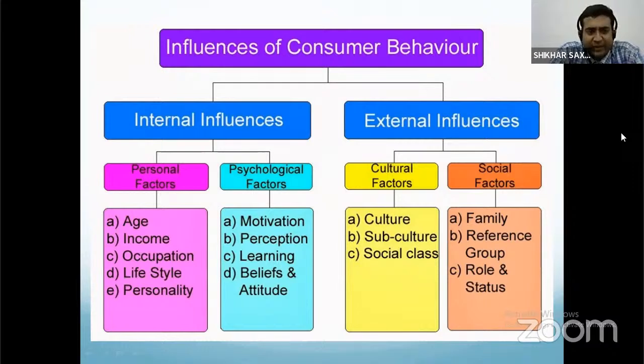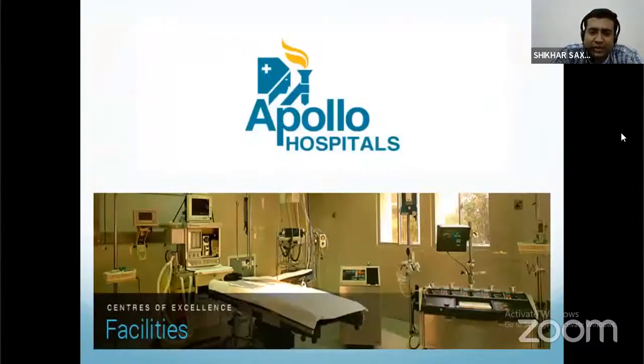The personal factors basically include age, income, occupation, lifestyle, and personality. The psychological factors basically include motivation, perception, learning, attitude, and beliefs. The external influences basically include the cultural factors, that include culture, subculture, and social class. The fourth one is the social factors, that include the family, reference group, roles, and status.